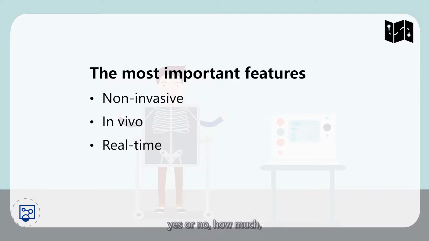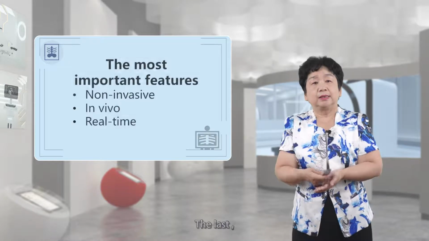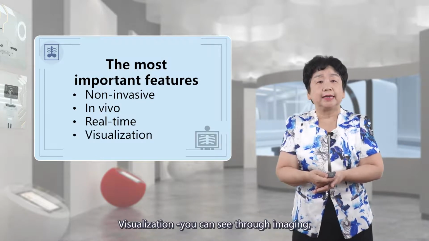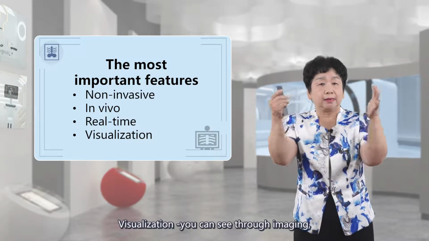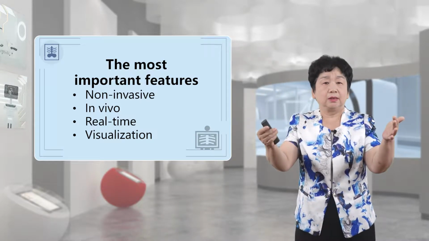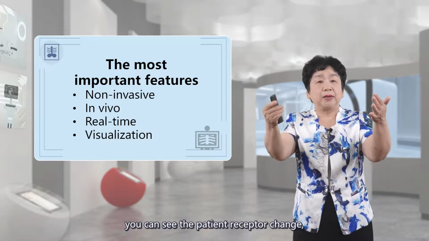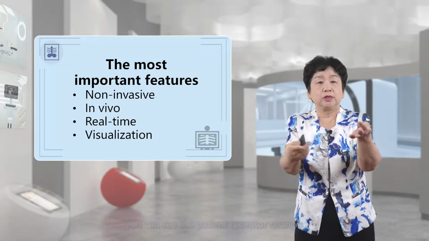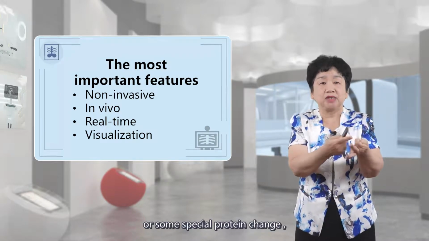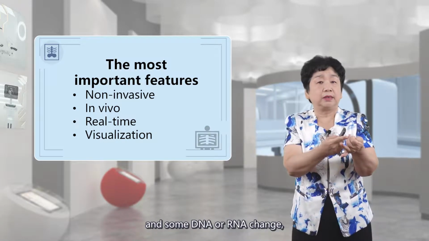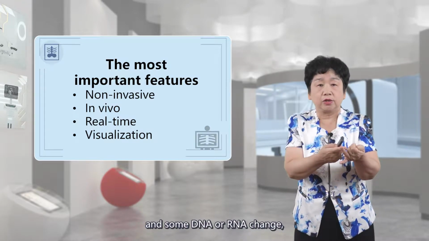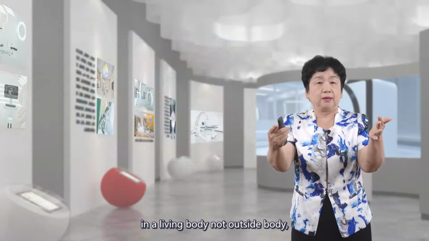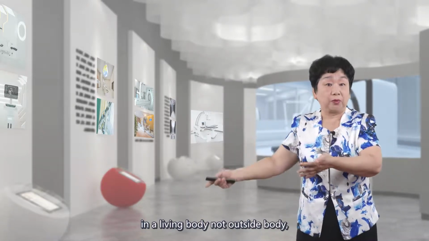And you can see the qualitative or quantitative change. Do they have this, yes or no? How much they change, how much disease, and where the disease is. So real time. The last is visualization. You can see it through the image. You can see the patient's receptor change or some special protein change and some other DNA, RNA change in a living body, not outside the body.